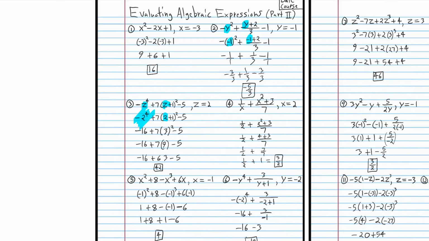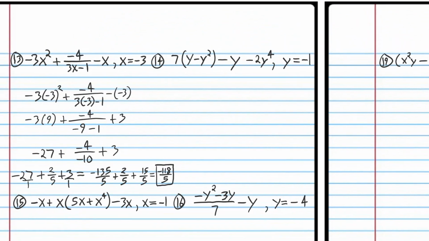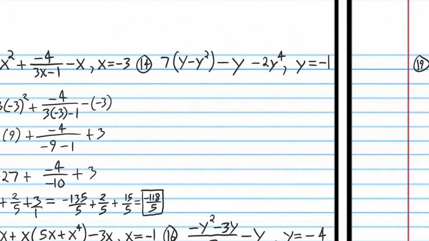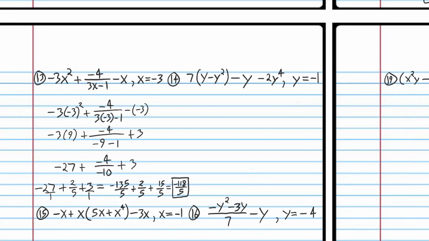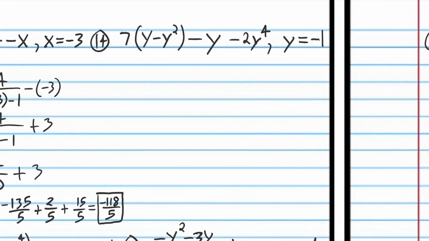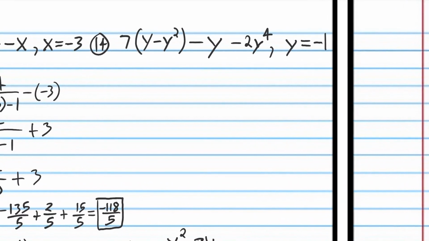Whoops, sorry about that. This program likes to do random stuff like that. All right, so try 14, and when you come back, we'll do it together. All right, we're back.